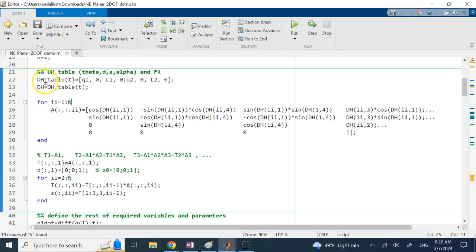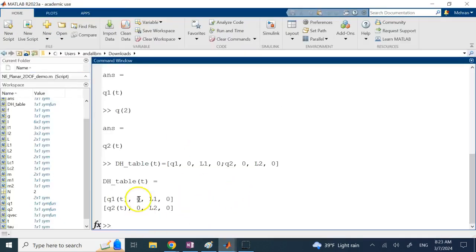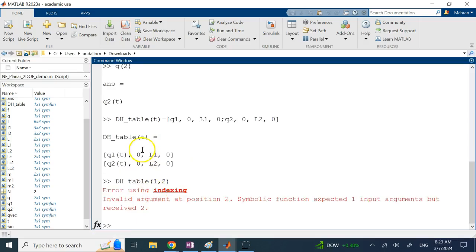So here I have my DH table. Now again, because Q1 and Q2 are functions of time, although L1 and L2 are constant symbolics, this DH table becomes 1 by 1 sym. Look here, when I run this, you see this is my DH table where this is the theta, this is the D, this is the A, and this is the alpha for each frame, between each frame and the next one. Again, if you look at the DH table, you see it's 1 by 1 sym. So if I want to access this element, I cannot say, give me DH_table element row 1 and column 2. If I do that, it gives me an error and says, what are you talking about? This is a 1 by 1. I don't have element 1, 2.